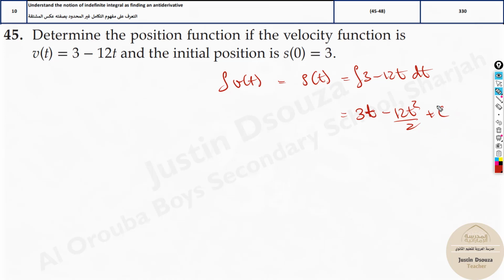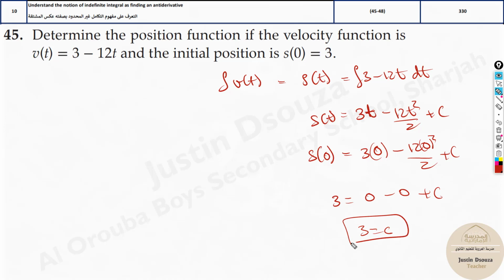What we need to do now is apply s of 0. Now we have this term as s of t, so substitute t as 0. Everywhere wherever t is there, make it 0: 3 times 0 minus 12 into 0 squared by 2 plus c. Don't write s of 0, because we know the s of 0 value, it's 3. Write that. Here it will be 0 minus 0 plus c, so 3 is equal to c. So the position function with respect to time would be 3t minus 12 by 2, which is 6, so 6t squared plus 3. This is the answer.